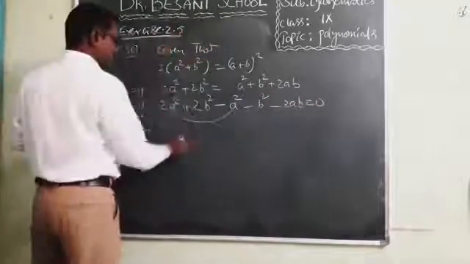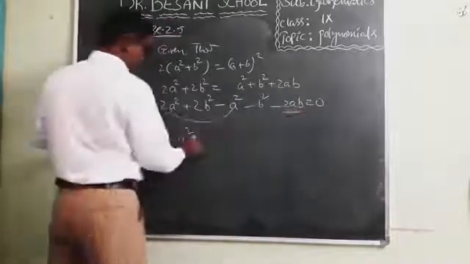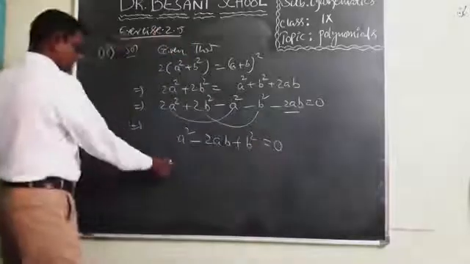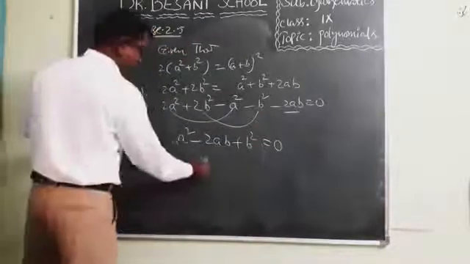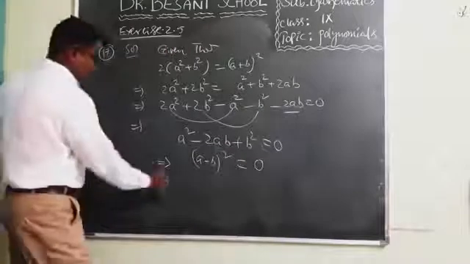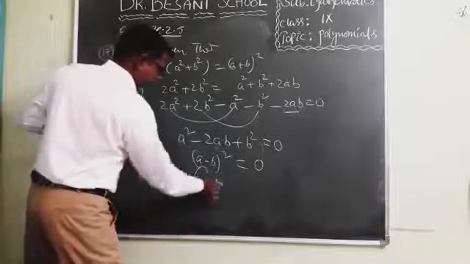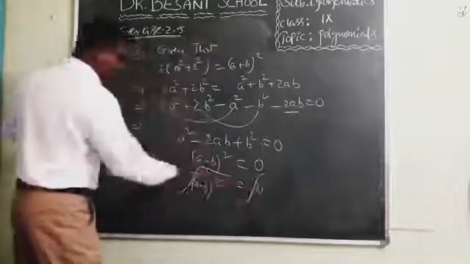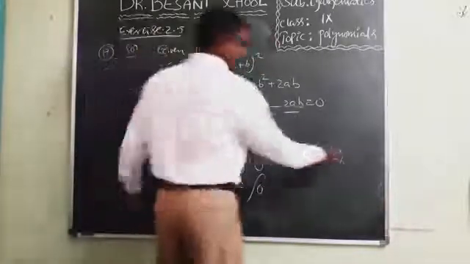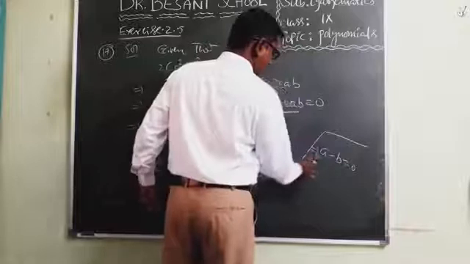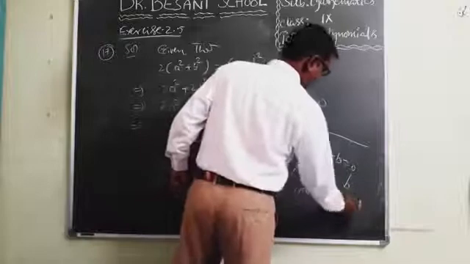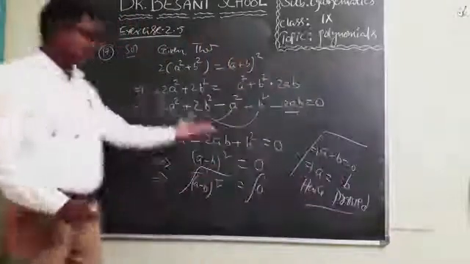Now observe 2a square minus a square, only 1a square. It is minus 2ab. So 2b square minus b square, that is plus b square, is equal to 0. So what we have? a square minus 2ab plus b square, that also can be written as a minus b whole square, is equal to 0. Taking square root on both sides, root over a minus b whole square is equal to root over 0. So root and square cancel. What you get? a minus b equal root 0, 0 only. So when a minus b equal 0, a is equal to b. Hence proved. So we are asked to prove a is equal to b. So that we have proved a is equal to b.